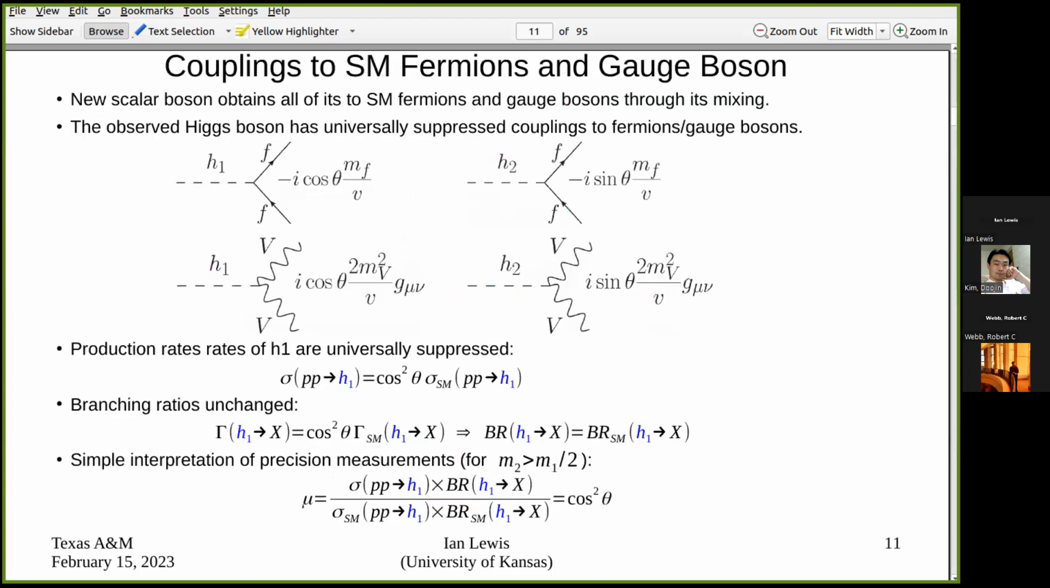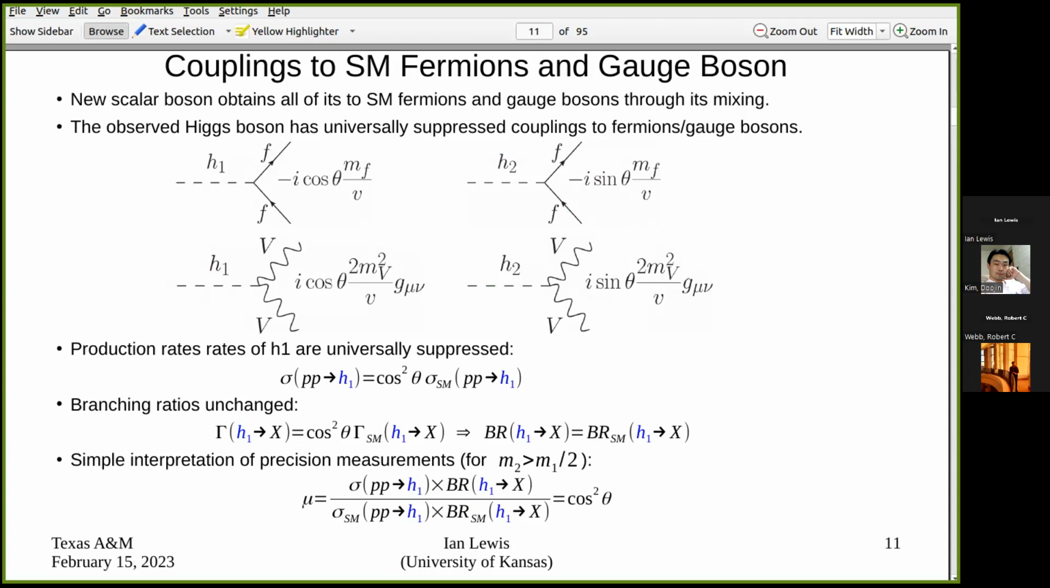But so the observed Higgs boson, basically it's H1, and it's cosine theta times the Standard Model. So I have a universal suppression to all of my couplings to fermions and gauge bosons. My new guy is sine theta times the Standard Model, which tells me this guy basically operates largely like a Standard Model Higgs at heavier masses. So all the production modes, all the decays, it's operating like a Standard Model Higgs unless you open up something new. So for H1, the rates are universally suppressed.